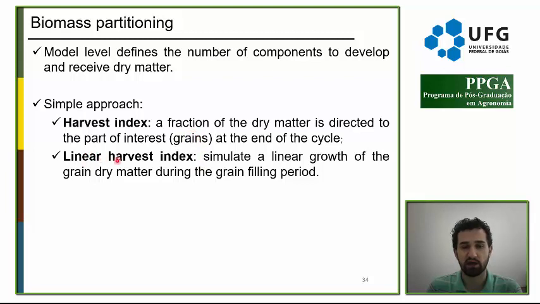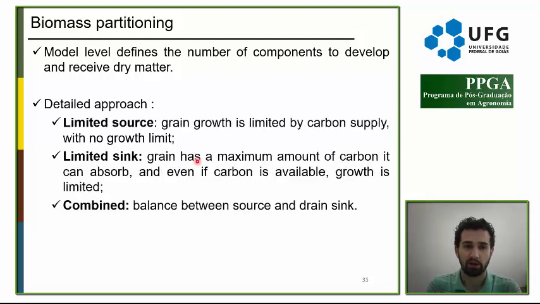Another approach is to use a linear harvest index, where it simulates a linear growth of the grain dry matter during the grain filling period. So when I start the growth of the grain, every day I'm going to have a part of the biomass being partitioned into grain, including the translocation from leaf and other crop parts to grain. And you have a more detailed approach that uses limited source, limited sink, or a combination.